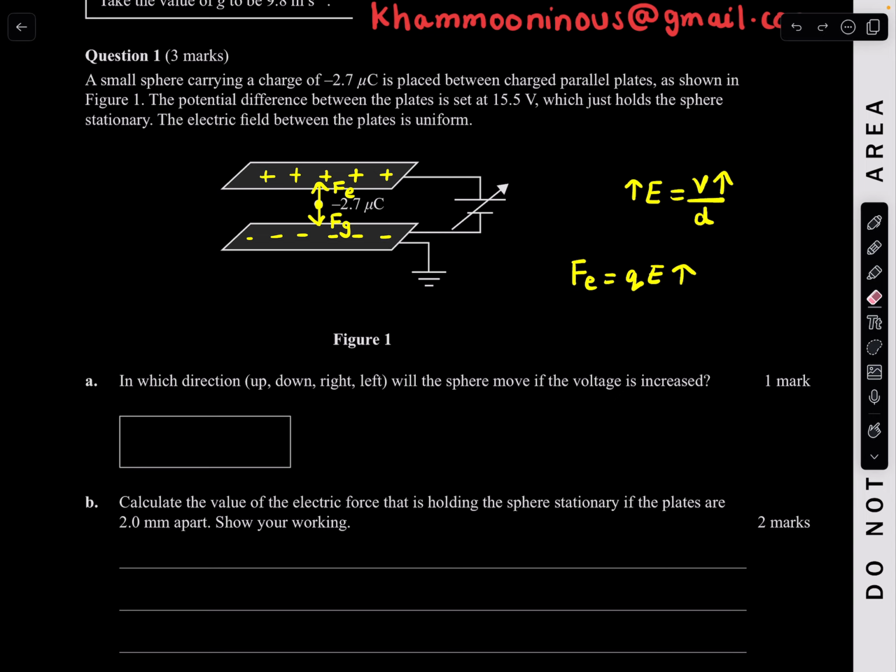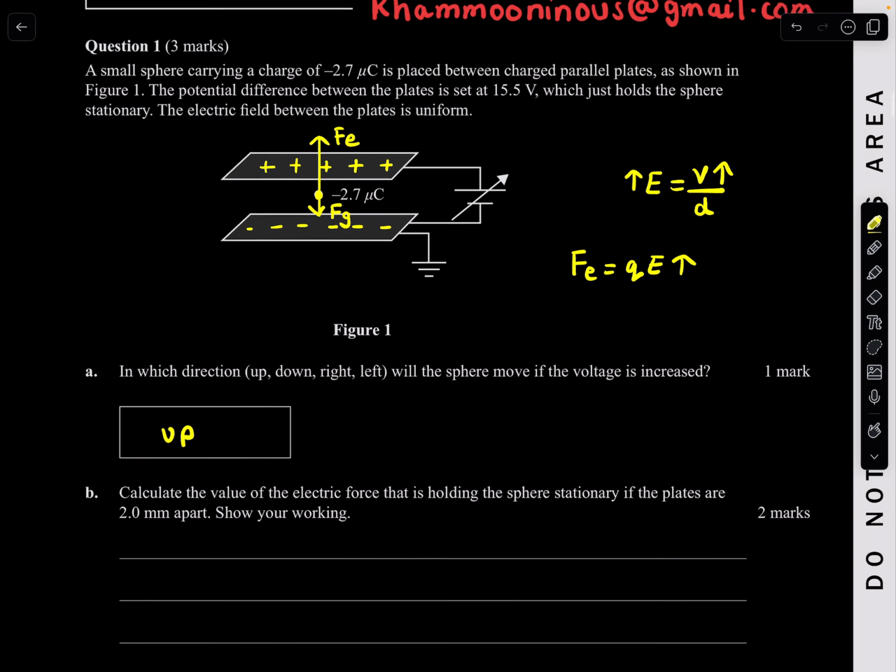So imagine now, in this case, this electrical force is now larger. So overall, this is now an unbalanced force, and there's a net force upwards. So the sphere is going to go up.